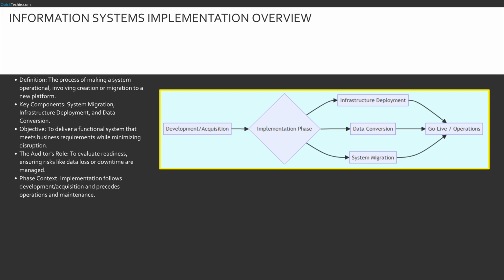This flowchart visualizes the implementation phase as a central hub. We receive the output from development or acquisition on the left. We then split into three parallel, interdependent workstreams: infrastructure deployment, data conversion, and system migration. Only when all three converge successfully can we move to the final state on the right: go live in operations. If any branch fails, the path to operations is blocked.